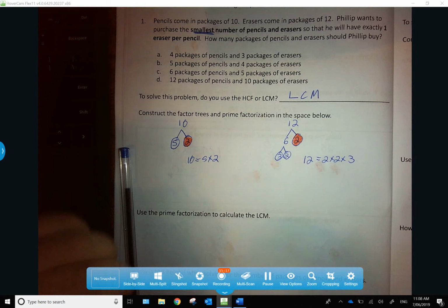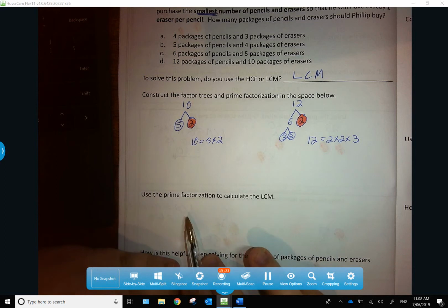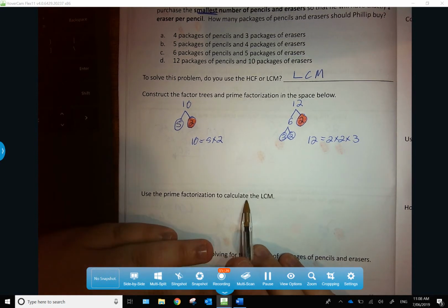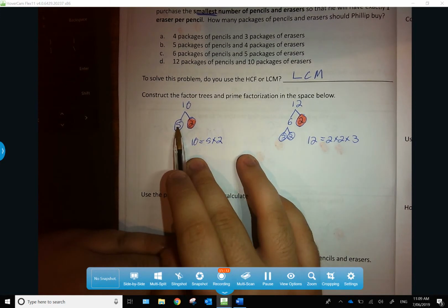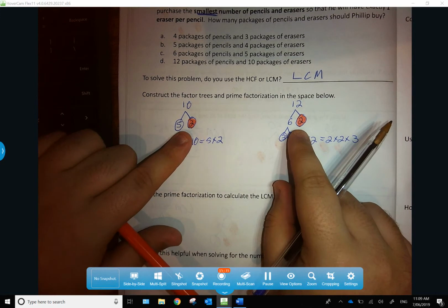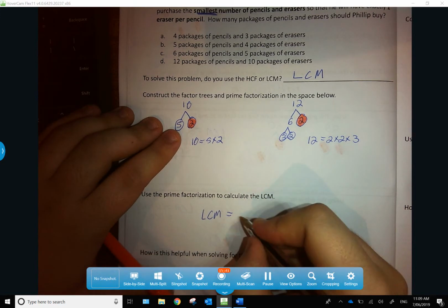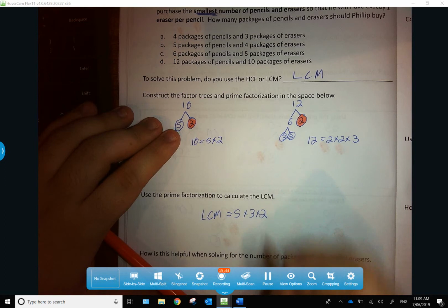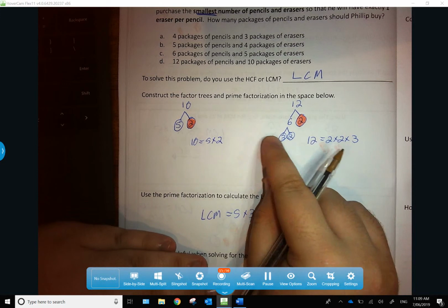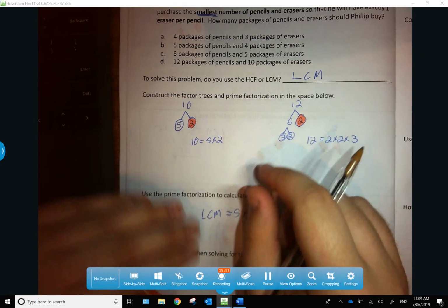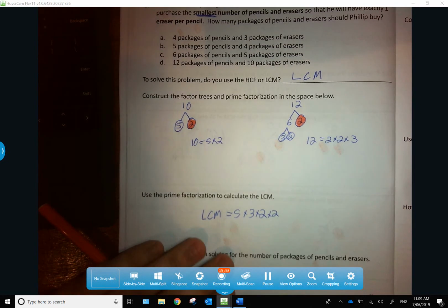Okay. Now, let's figure out how to find the lowest common multiple. Remember what we do. Multiply all the unhighlighted bubbles with one of the bubbles that has been highlighted. So, the LCM equals, what are we going to have here? 5 times 3 times 2. Those are all the unhighlighted bubbles. And then I need to multiply it with the highlighted bubbles in one of the trees. So that's another 2 that I need to add in there.